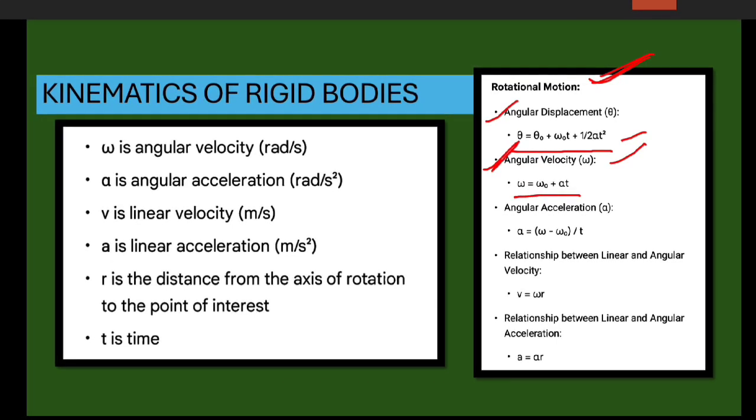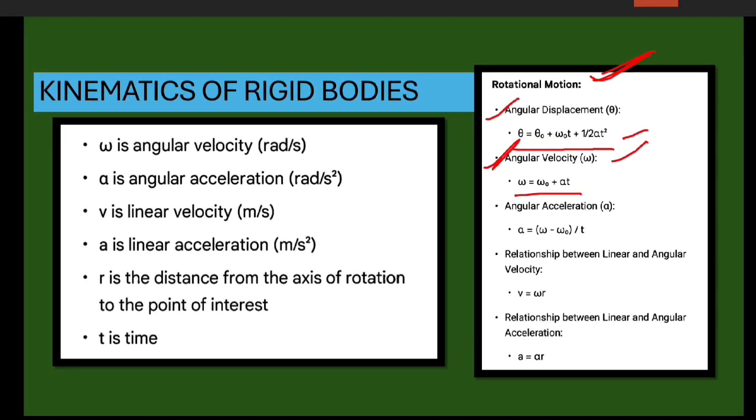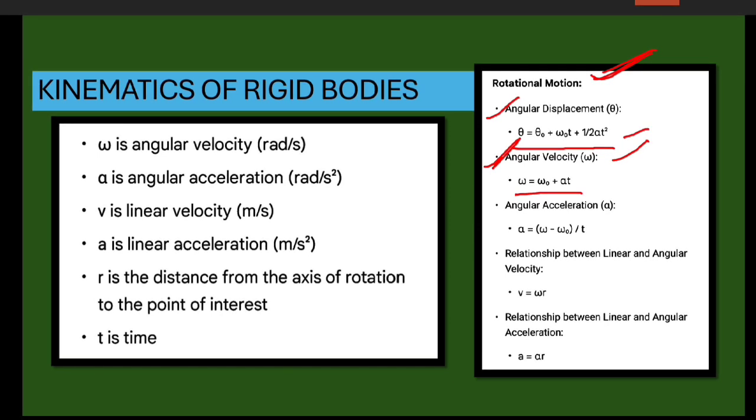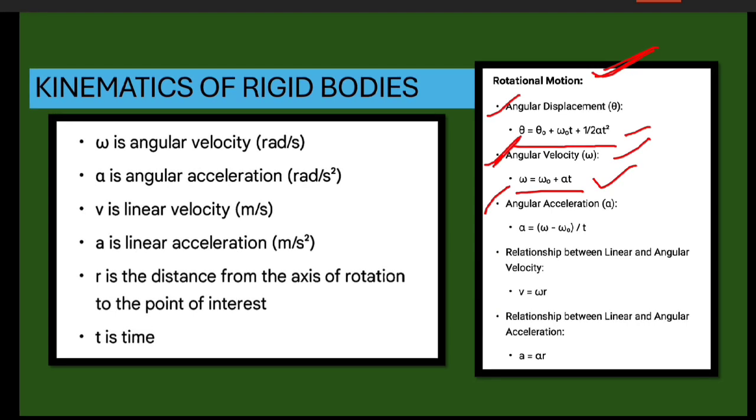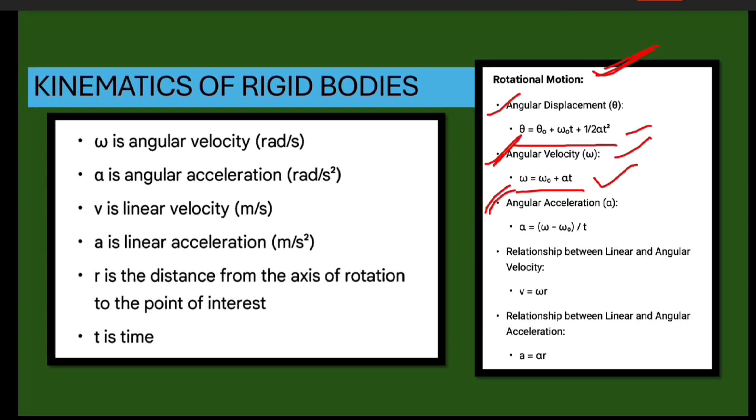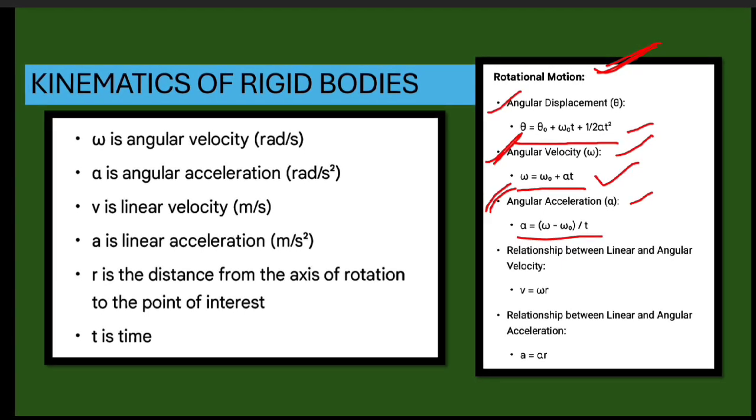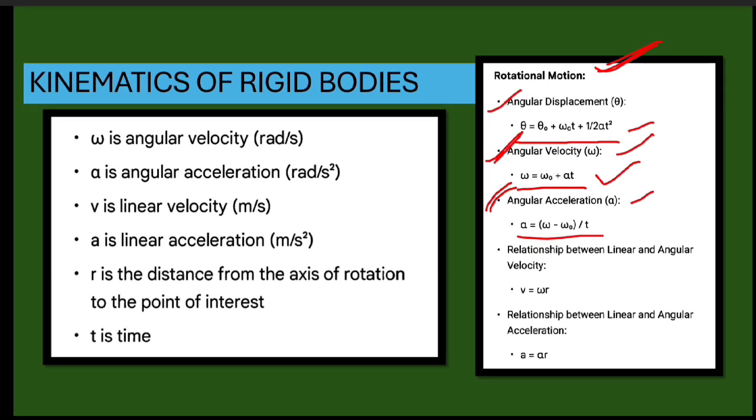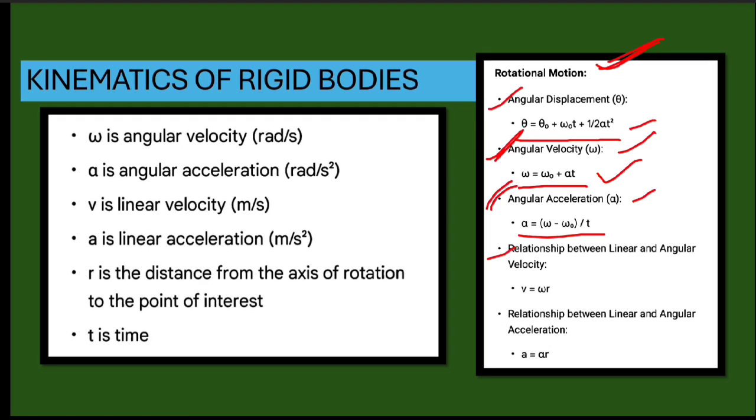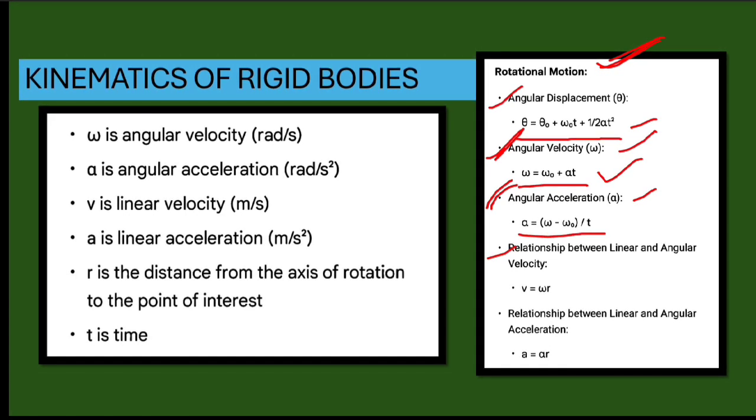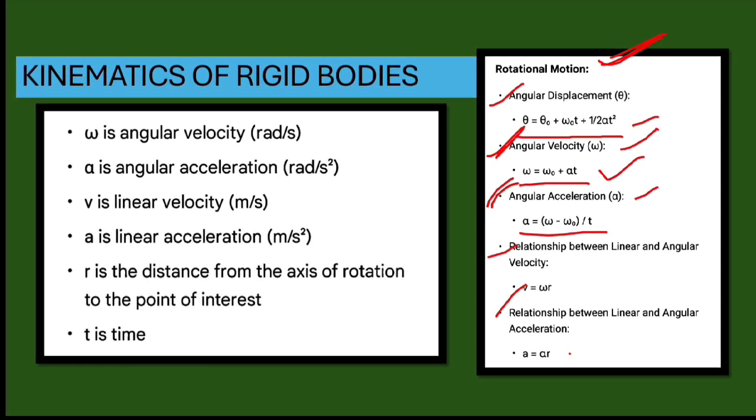So we have the first equation of motion, v equals u plus at. Do you remember? v equals u plus at is the first equation of motion. So based on that we have omega equals omega naught plus alpha t. Then angular acceleration, alpha, equals omega minus omega naught divided by t. The relationship between linear and angular velocity is v equals omega r. The relationship between linear and angular acceleration is a equals alpha into r.